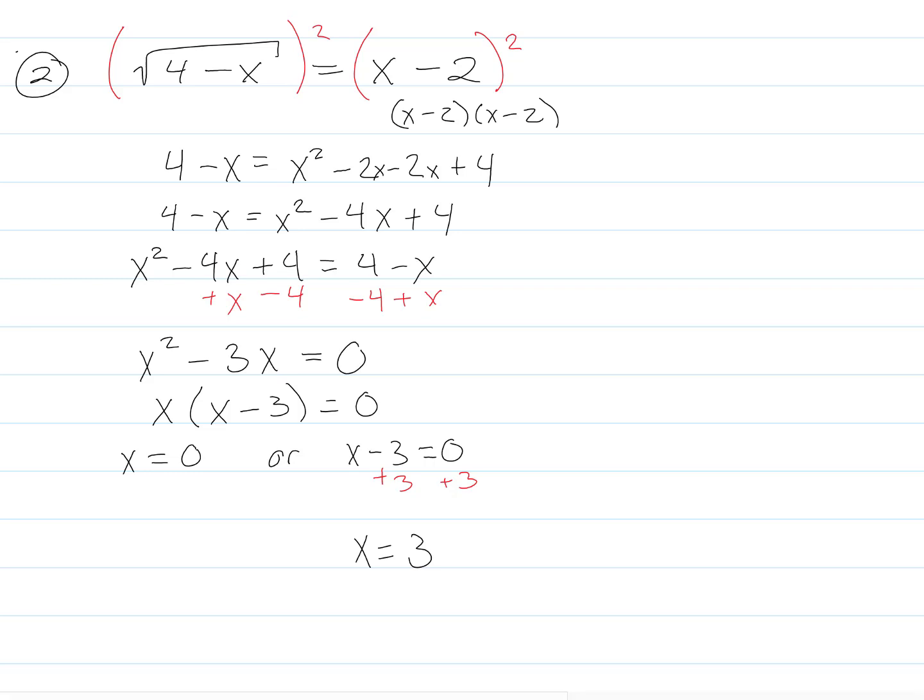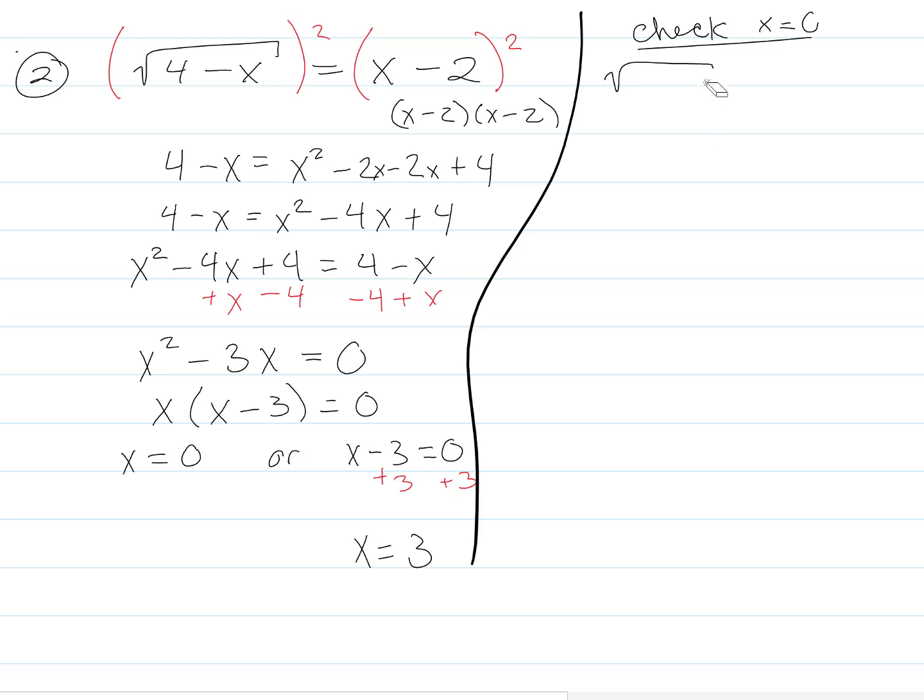Now I still want to go through here and check. Okay, so let's start with checking x equals 0. So the question is, is the square root of 4 minus 0 going to be equal to 0 minus 2? So the square root of 4, is that equal to negative 2? And the answer is no, because the square root of 4, if it's just written as the square root of 4, I have to assume that it's positive. So that's actually a bad answer, and I can cross that out.